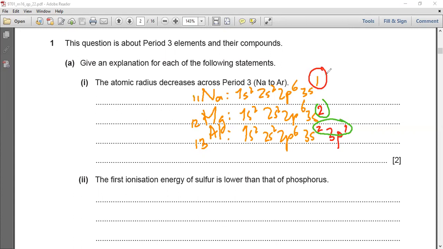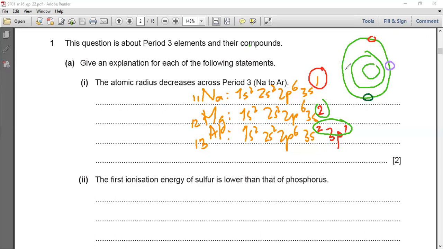If I use orbitals to explain the arrangement of electrons in these atoms, you can see that I have only 1 electron in the outer shell of sodium, 2 electrons in the outer shell of magnesium, and three electrons in the outer shell of aluminium, like this.